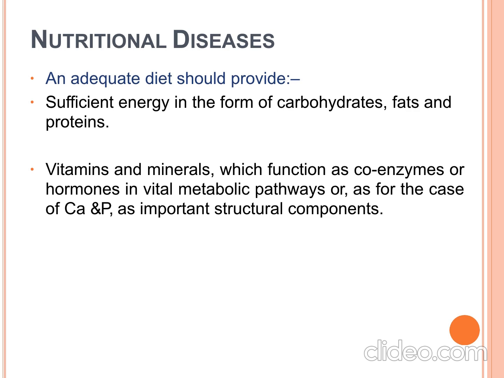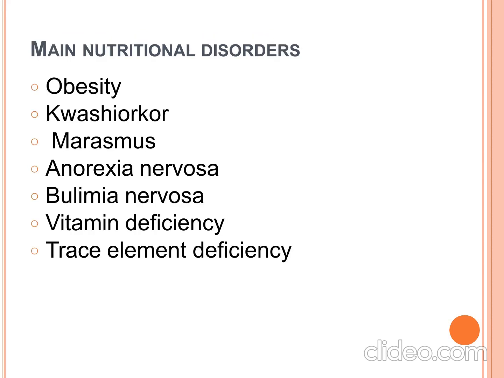Vitamins and minerals function as coenzymes or hormones in vital metabolic pathways, or, as in the case of calcium and phosphate, as important structural components. The main disorders are obesity, kwashiorkor, marasmus, anorexia nervosa, bulimia nervosa, vitamin deficiency, and trace element deficiencies.